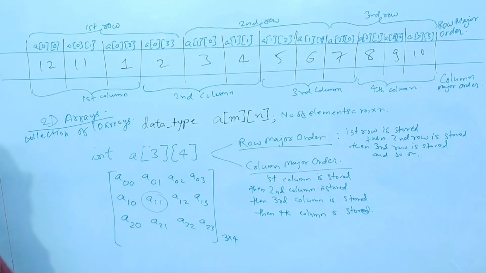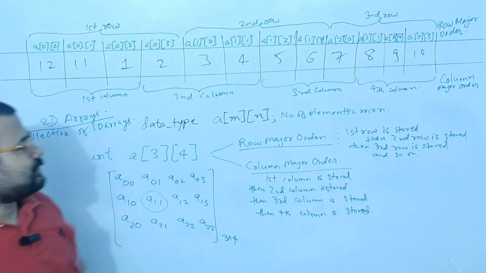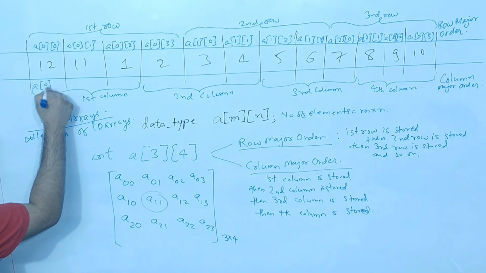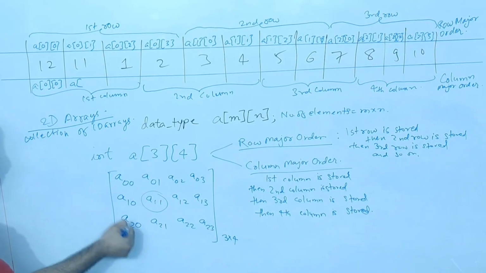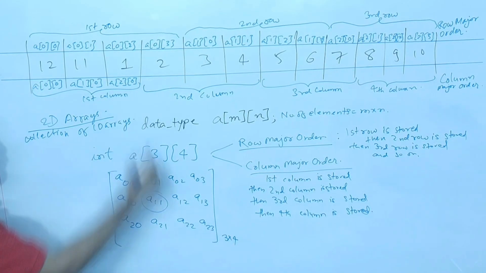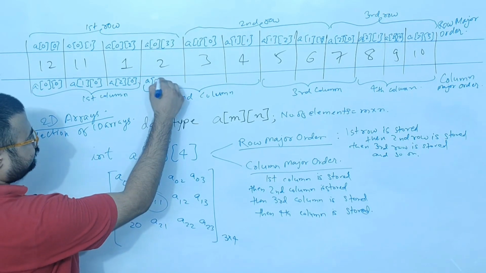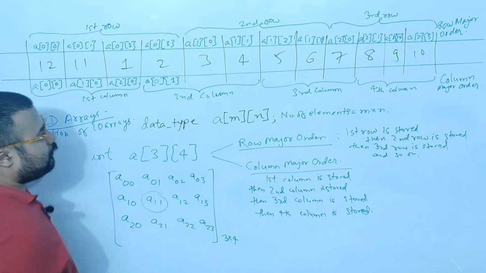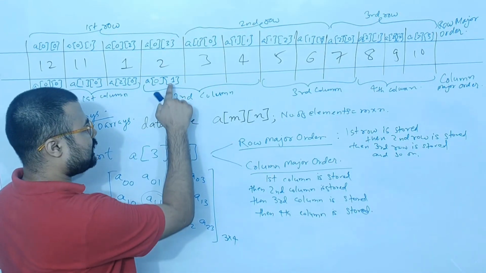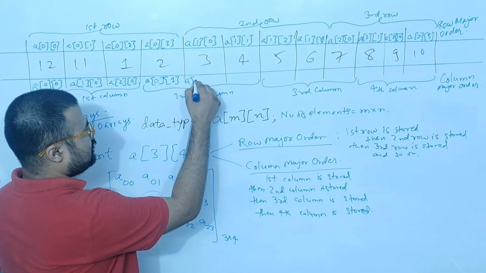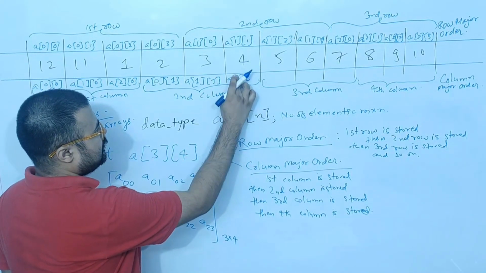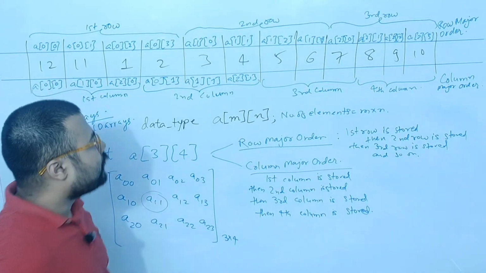But if column major order was followed, then what would be the indexing for each of these? The first column is stored first, so A00, A10, A20. Then, okay, now the column is fixed as the second column because indexing starts from 0, so the second column is 1. A01, A11, A21. Now the third column.